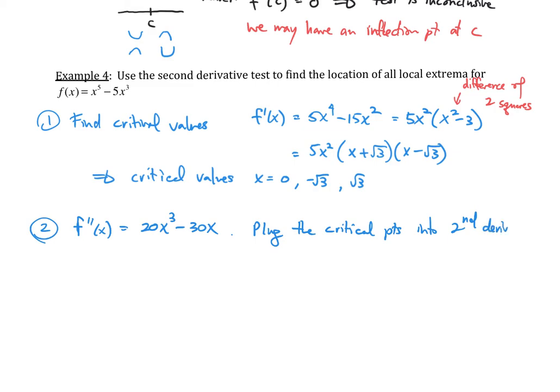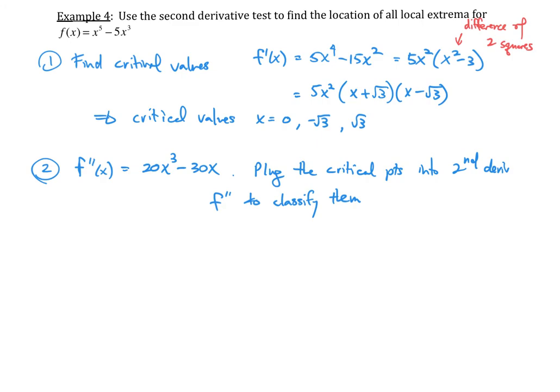I really should just call that f double prime, I guess, to classify. Okay. So let's do that. I'm going to calculate what f double prime of 0 is going to be. When I calculate that, that's just going to give me 0.